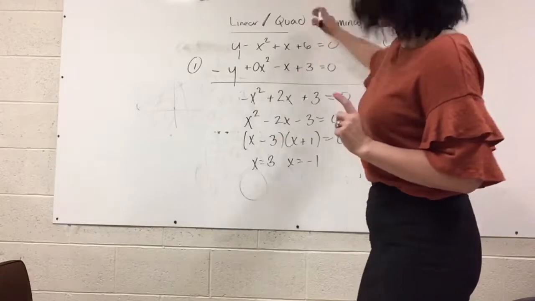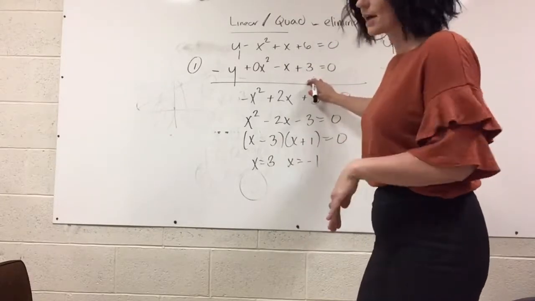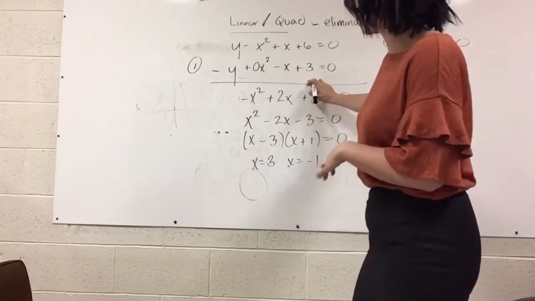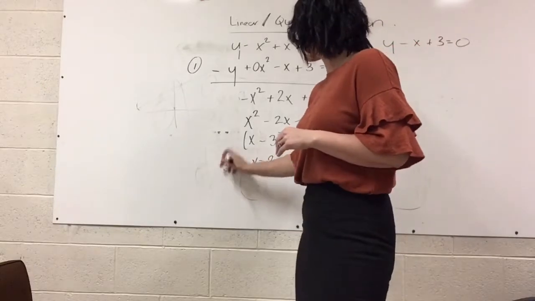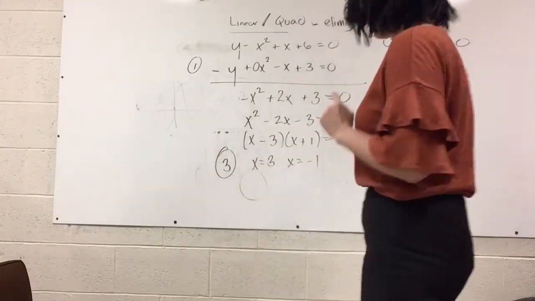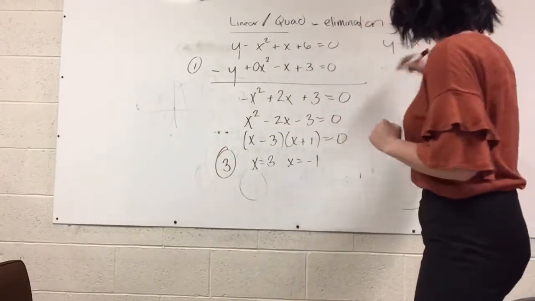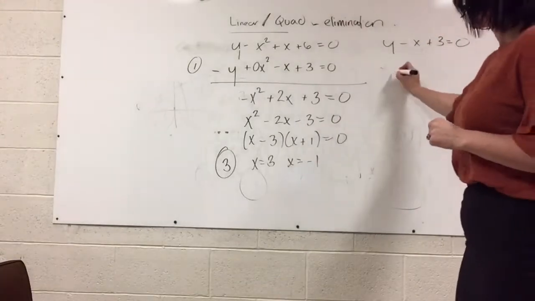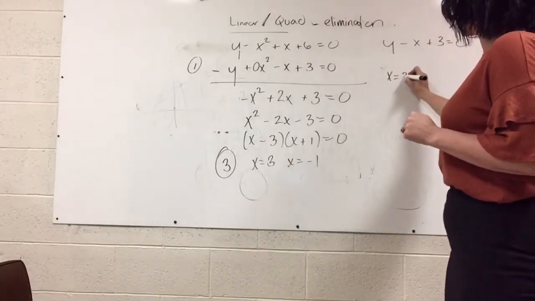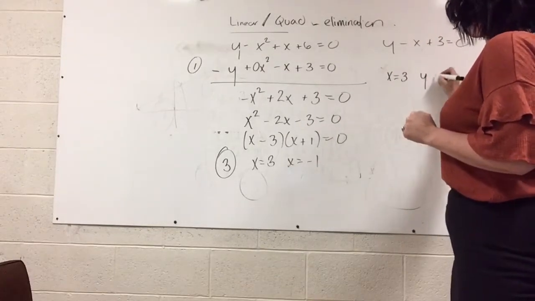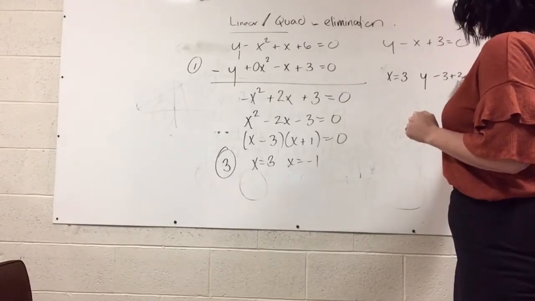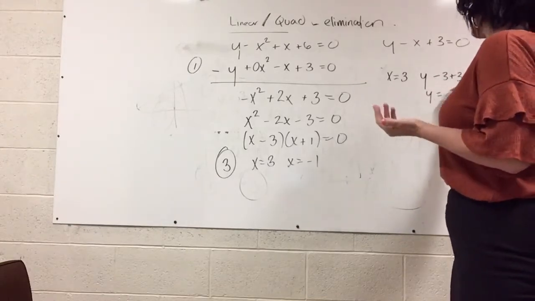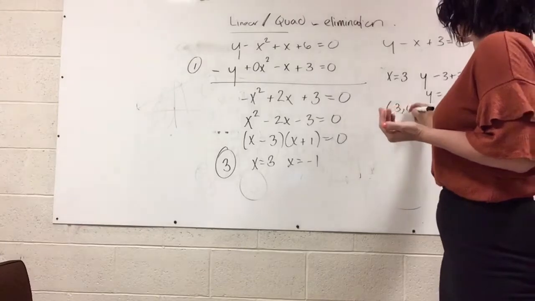So the first step was to write one on top of the other. The next step, which I didn't have to do, was to scale the equation. So my next step was to solve for x, and my very last step is to plug this into the original equation and solve for y. So I'm going to do it separately. So x equals 3, y minus 3 plus 3 equals 0, so y equals 0. So that's one of my answers, (3, 0).